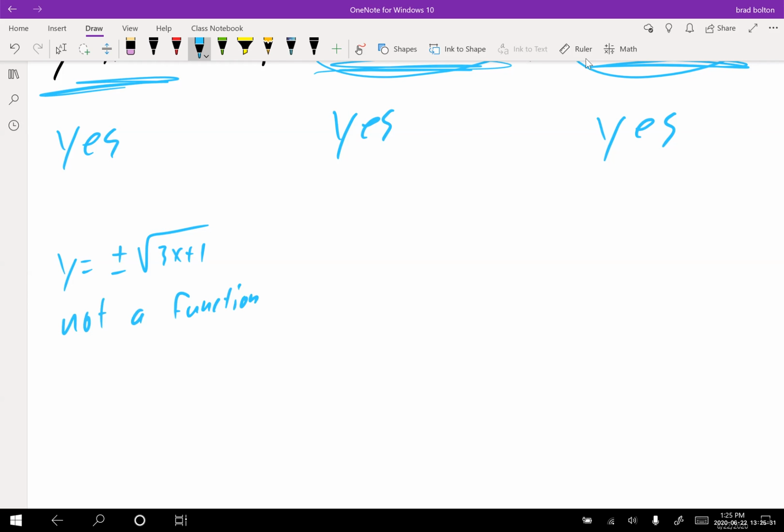Okay, now in your mind, you might be thinking very few things are ever not functions. Well, we have x squared plus y squared equals 9. This is actually a circle that we'll learn about much later in the class, but this is also not a function.